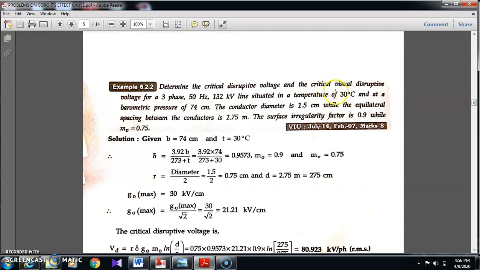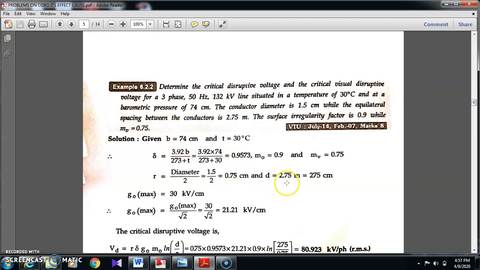Two voltages you have to find out. Temperature and barometric pressure are specified, because delta is not specified, so you have to find out delta. That's why barometric pressure and temperature are specified. And then equilateral spacing between the conductors is given. Small d, and the irregularity factor they have given as m naught 0.10, m_v value they have given 0.75. Okay, D you have to find.